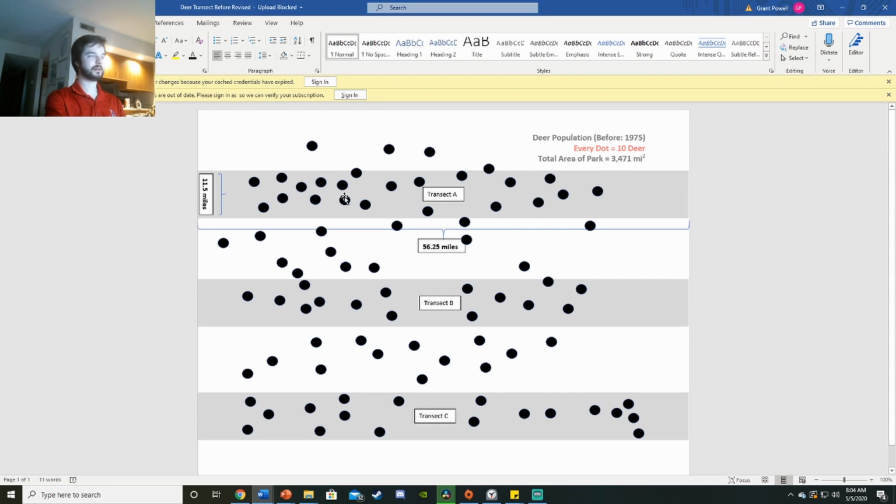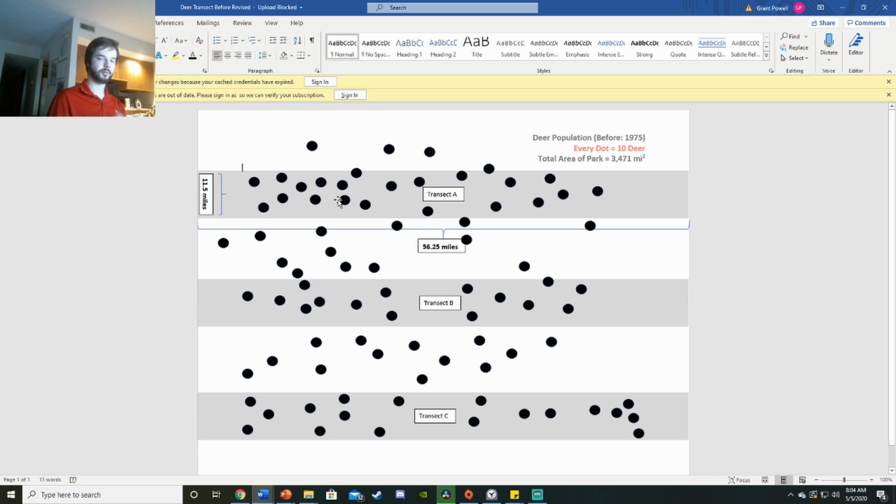So once you get that estimated population density, you're going to get the population density of this one and this one. Take the average of those three to get your average population density and multiply that by the total area of the park, which is 3,471 miles squared. That's a real number. I looked that up if Google's not lying to me. And that will give you an estimate for how many deer are in the park.